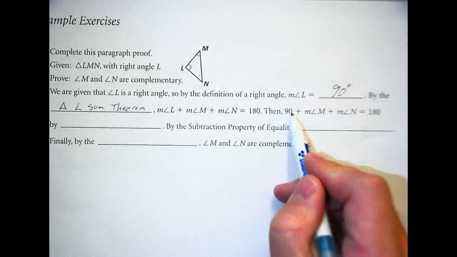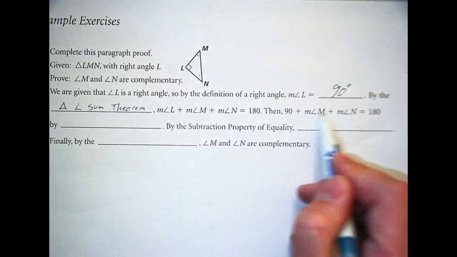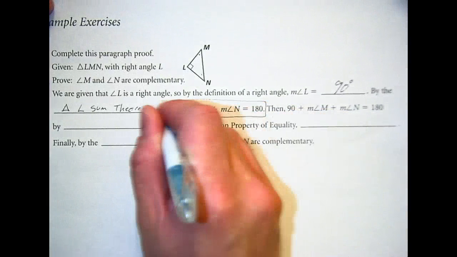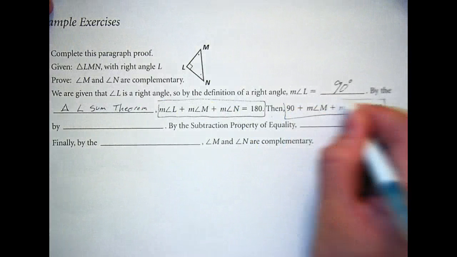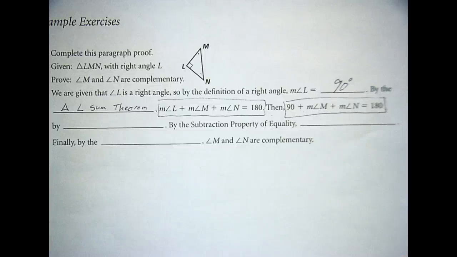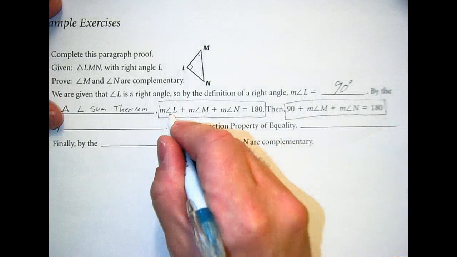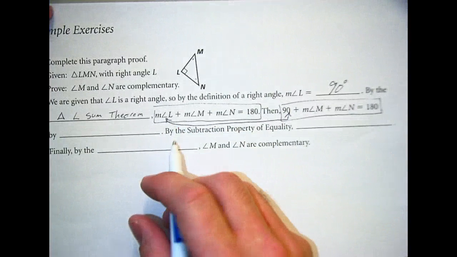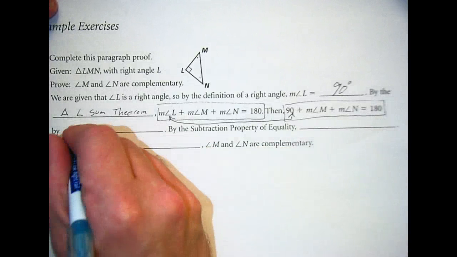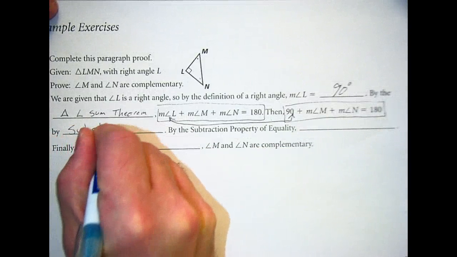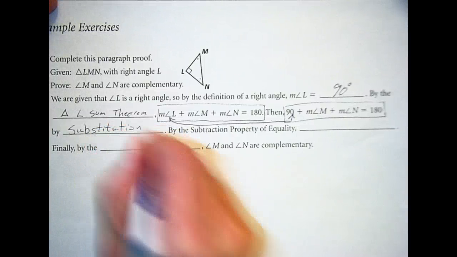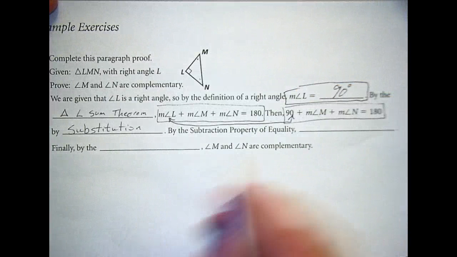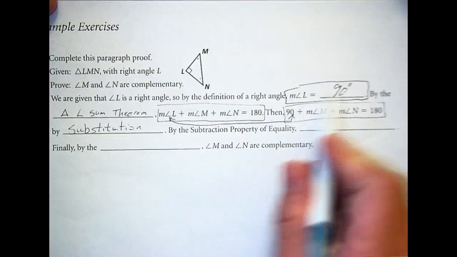Then 90 plus measure of angle M plus measure of angle N equals 180. So when you compare this statement and this, what's the only difference? They substituted angle L with 90. Good. Angle L became 90. And you used a key word there: substitution. By substitution. The only way we were allowed to do that is because prior to this, we stated that L was equal to 90. So now everywhere we see an L, we can put a 90 using substitution.